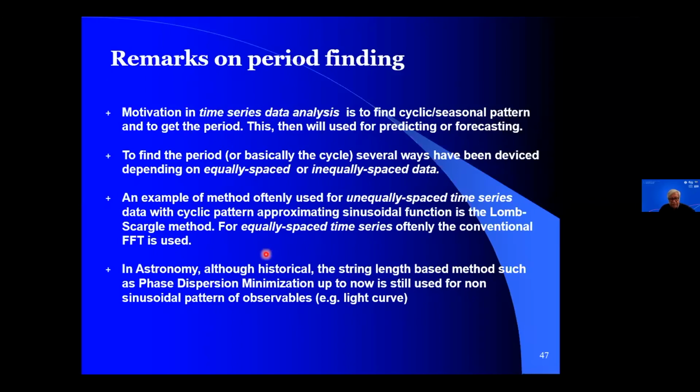So in astronomy, although historical, string length based methods such as phase dispersion minimization are up to now still used for non-sinusoidal patterns of observable light curves. Remember, not all light curves represent sinusoidal change. Some show some disturbance in the sinusoidal function. That is where the limitation of Fourier transform may happen. It doesn't mean that Fourier transform cannot do that, but you need more time to analyze using the harmonics in Fourier transform. Phase dispersion minimization offers you the quickest way to extract the period from the non-sinusoidal shape of any variation.